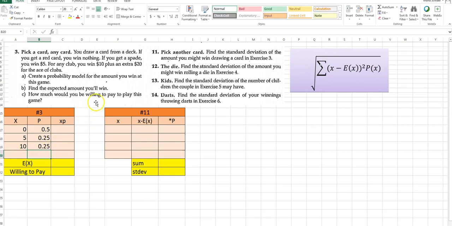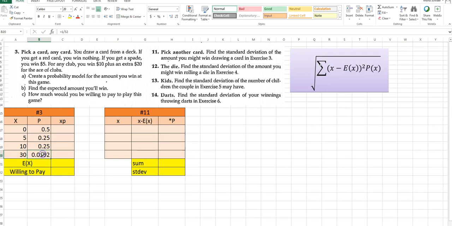But then it tells me something kind of interesting here. You win an extra 20 for the ace of clubs. So if I win 10 for a club and then 20 for the ace of clubs, that makes a total of 30 in a very different situation. So I'm going to put 30 here, 10 plus 20, for an ace of clubs. Well, how many ace of clubs are there? 1 out of 52. There's only one ace of clubs.